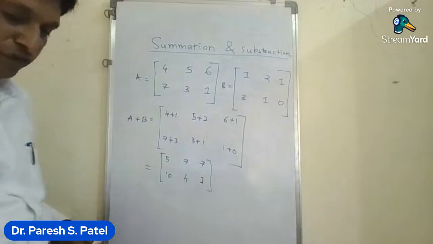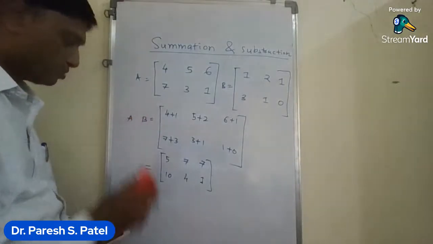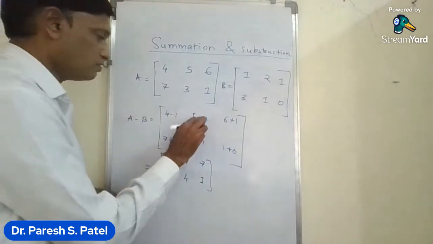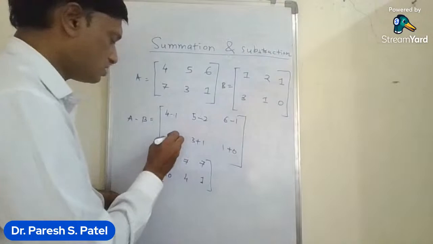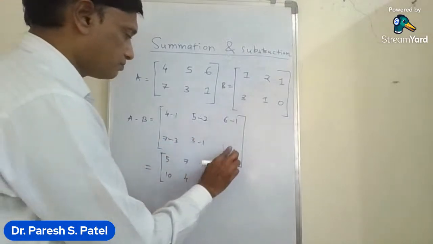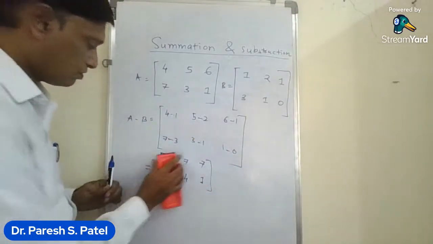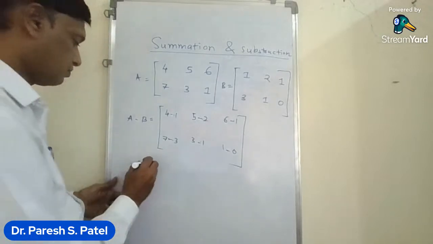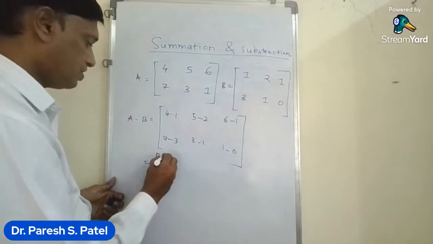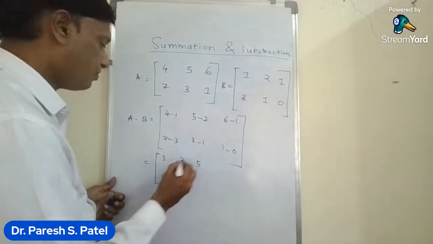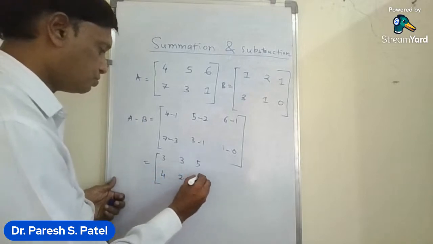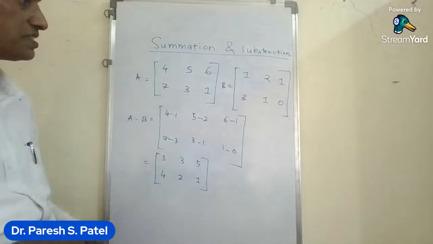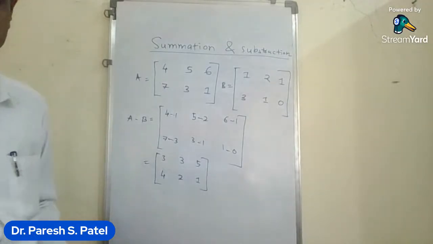If we go for the subtraction of two matrices, suppose A minus B, then what will happen? 4 minus 1, 5 minus 2, 6 minus 1, 7 minus 3, 3 minus 1, 1 minus 0. So this gives 3, 3, 5, 4, 2, 1. So this is A minus B, or we can say this is the subtraction of any two matrices.